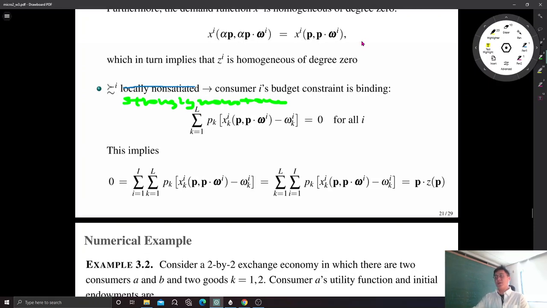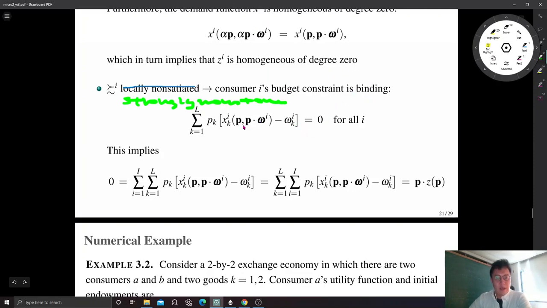In case of local non-satiation, there might be a chance that some money is left, because in case of a neutral good, that does not increase my utility, and why do I have to spend money on that, right? In such a case, there might be a chance that some money is left, but in case of strong monotonicity, there is no such chance, meaning that consumer i's budget constraint must be binding at the optimal choice.